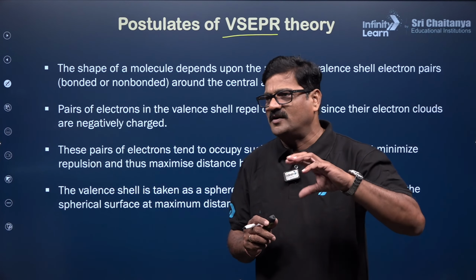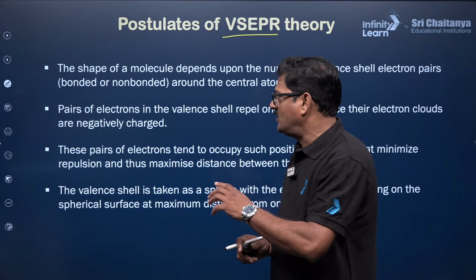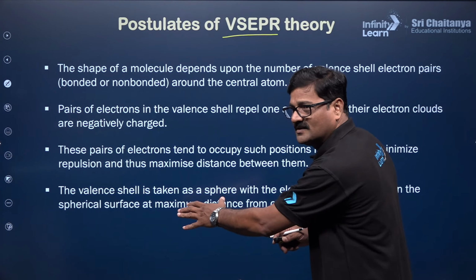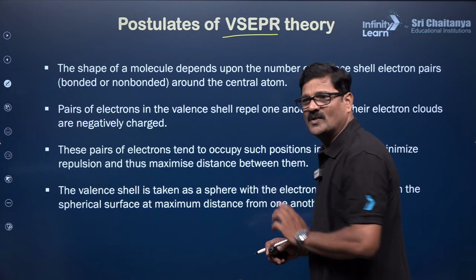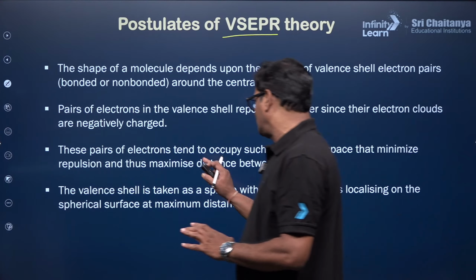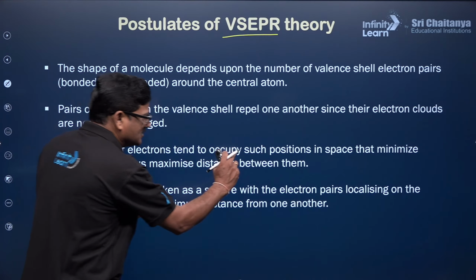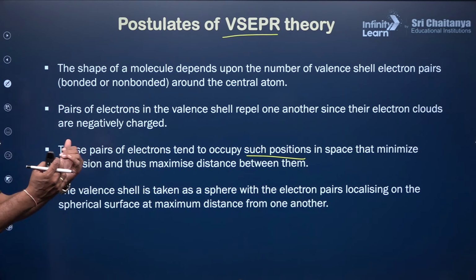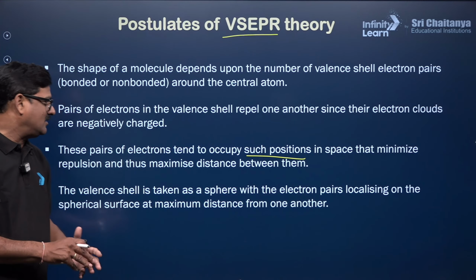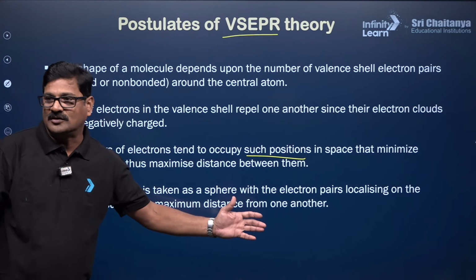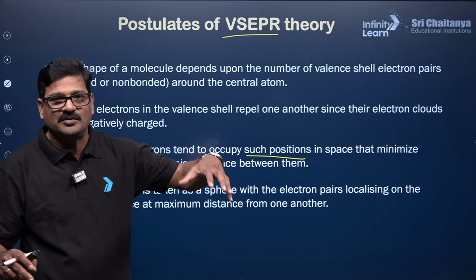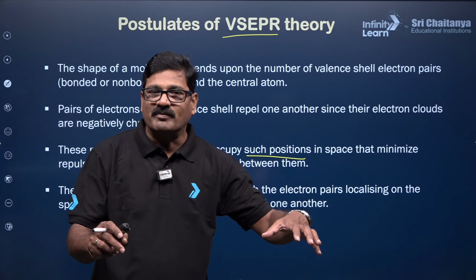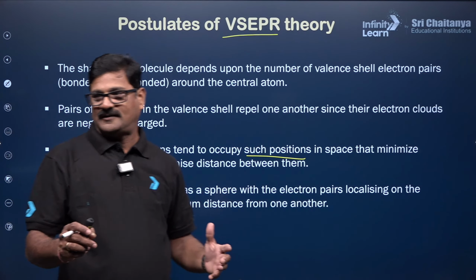What are the 5 postulates of VSEPR theory? So these are the postulates, and I want to show you this. These pairs of electrons tend to occupy such positions to minimize the repulsions among them and maximize the distance among them, right? So that they are going to give a specific geometry of the electronic arrangement.